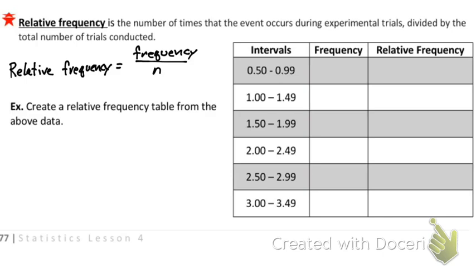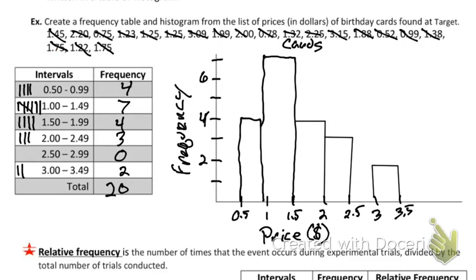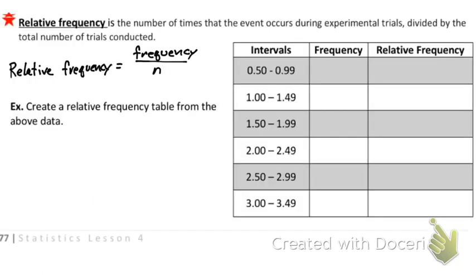Normally when I'm doing a relative frequency chart, I normally don't have intervals, frequency, and relative frequency. Usually we just have intervals and relative frequency, but you can have ones that have all three. So real quick, let's put down our frequencies. So we had 4, 7, 4, 3. And then we had 0, 2.